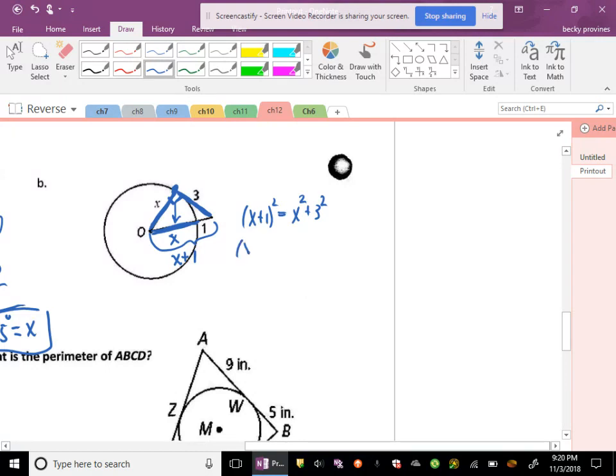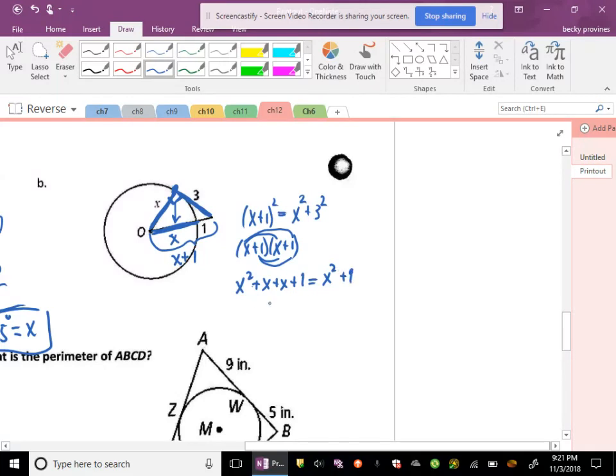multiply out X plus 1 times X plus 1. And again, you can use the box method. You can do the distributive method. This is the method I always teach in algebra. X times X is X squared. X times 1 is X. 1 times X is X. And 1 times 1 is 1.